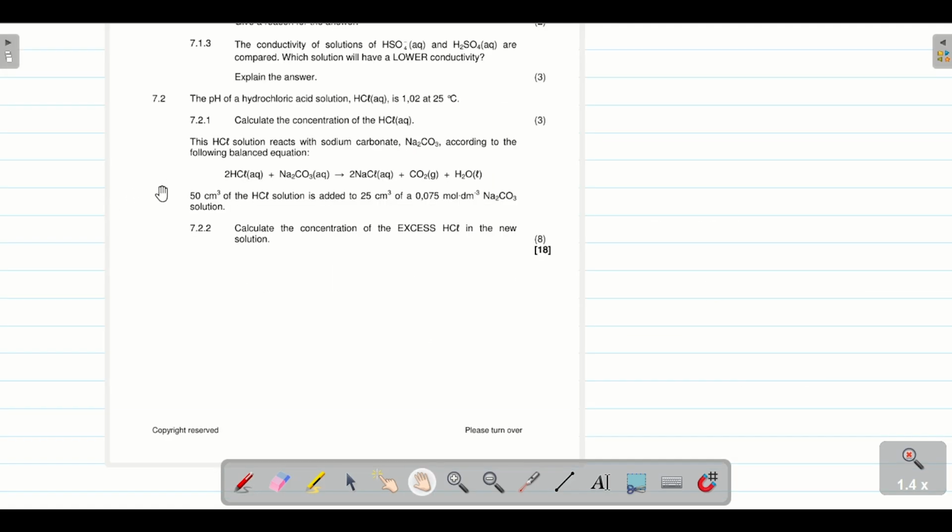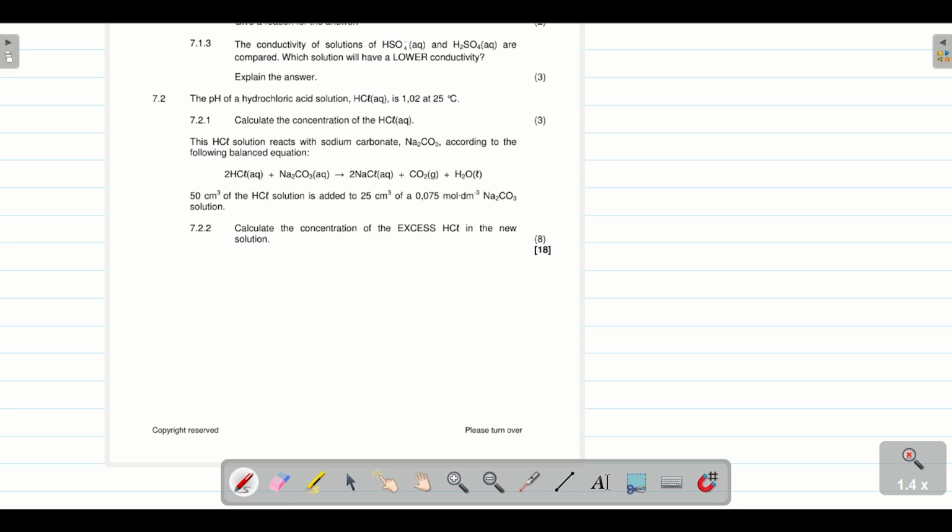In the next question, they gave us additional information. They say this hydrochloric acid reacts with sodium carbonate, Na2CO3, according to the following balanced equation. So we've been given this equation, it's balanced. 50 cubic centimeters of the HCl solution is added to 25 cubic centimeters of 0,75 moles per decimeter cubed of sodium carbonate solution. And then 7.2.2, they ask us to calculate the concentration of the excess hydrochloric acid in the new solution.